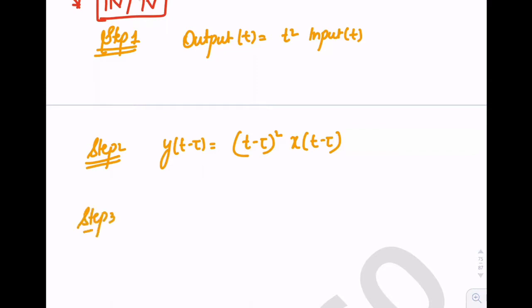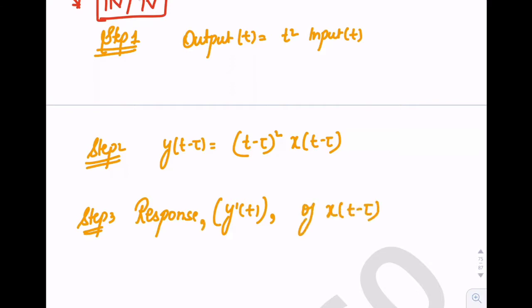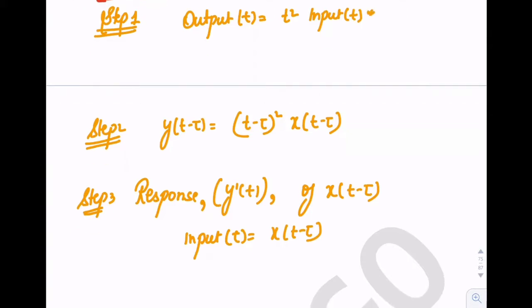Now step 3, to find the response, that is y dash t, of the delayed input, that is x(t minus tau). So now here the input is x(t minus tau), and using the relationship found in step 1 we can say that y dash t, that is the response of x(t minus tau), will be equal to t square times the input, that is x(t minus tau).